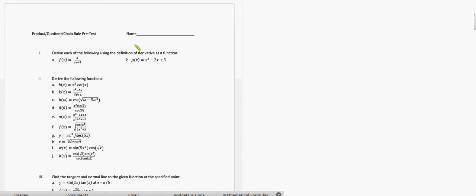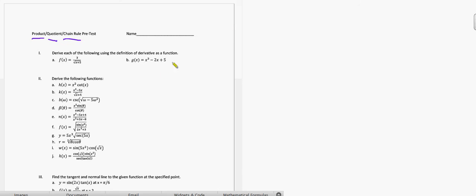Hey, let's keep going. So, we did 1A and B. We are now on number 2A. We've got to find the derivatives here. So, essentially, we're looking at, again, just in case you forgot, product, quotient, chain rule. So, h of x is this guy here, and you can see that it is a big product.